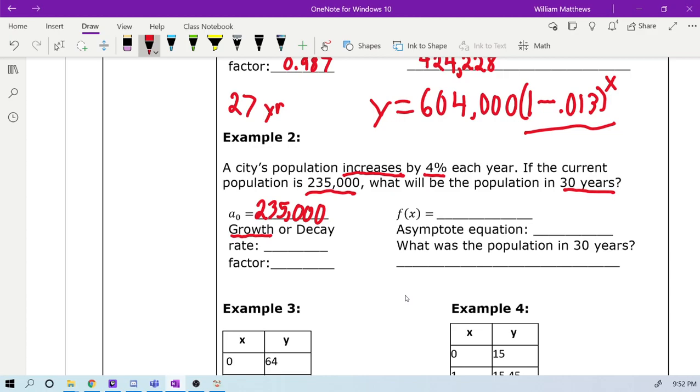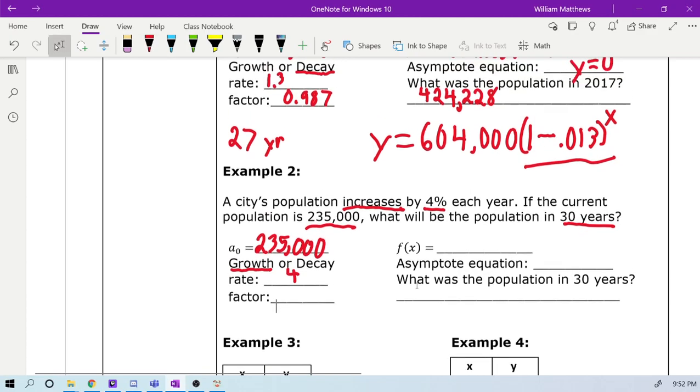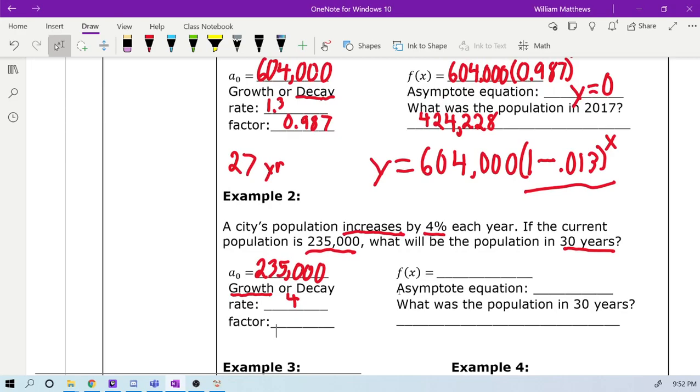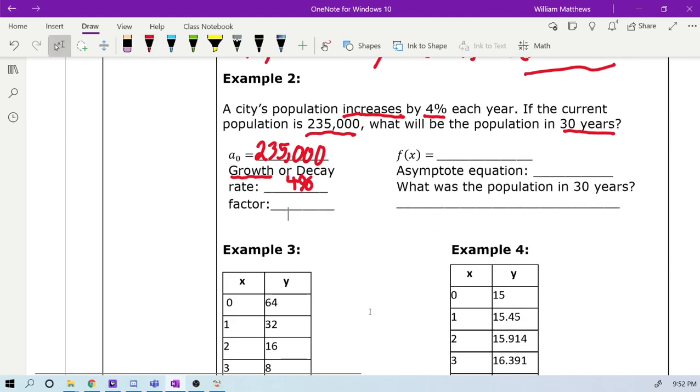The rate in which it increases is 4%. By the way, let's make sure that we understand that this is a percentage. So our factor in this situation would be 1 plus 0.04, which would give us 1.04.